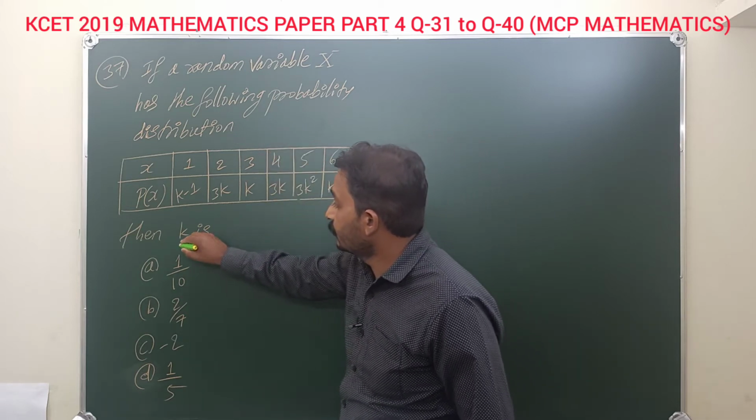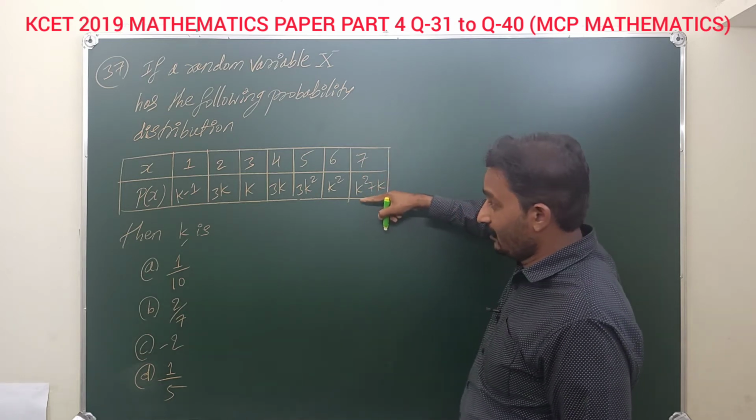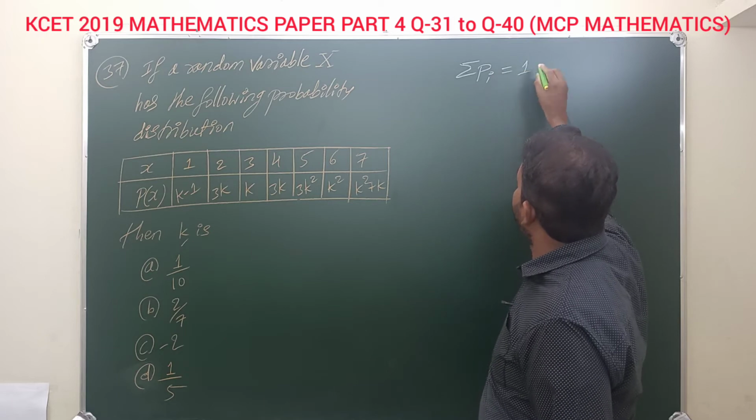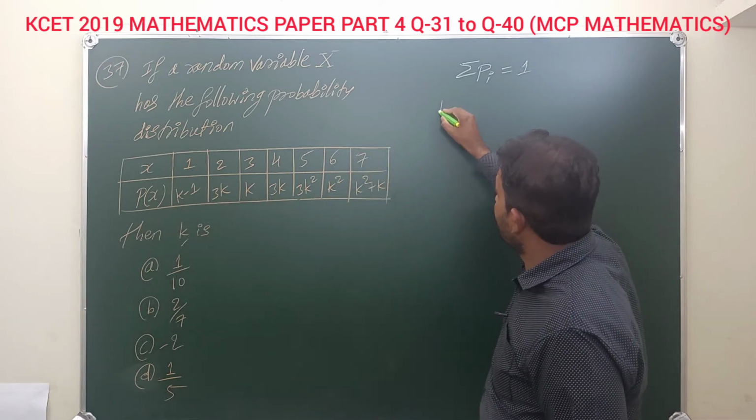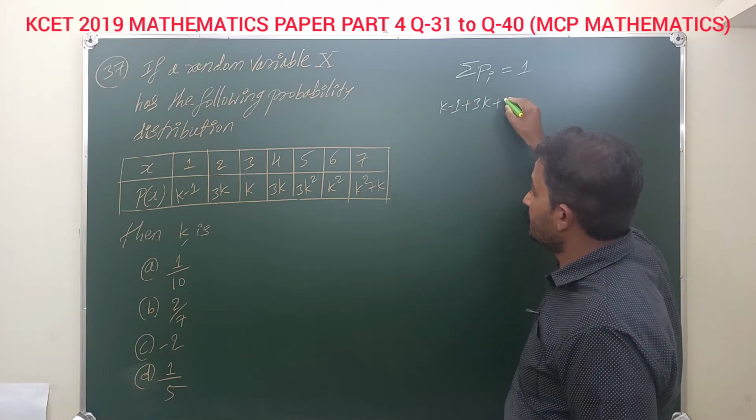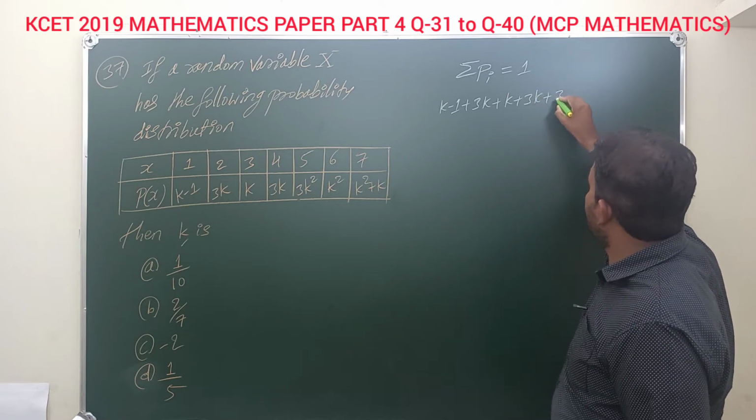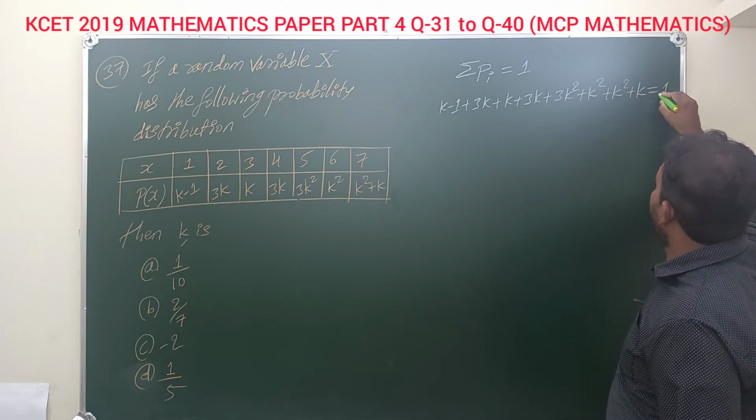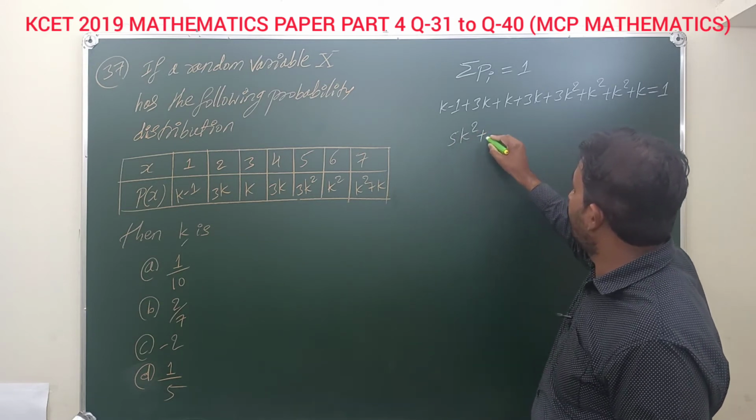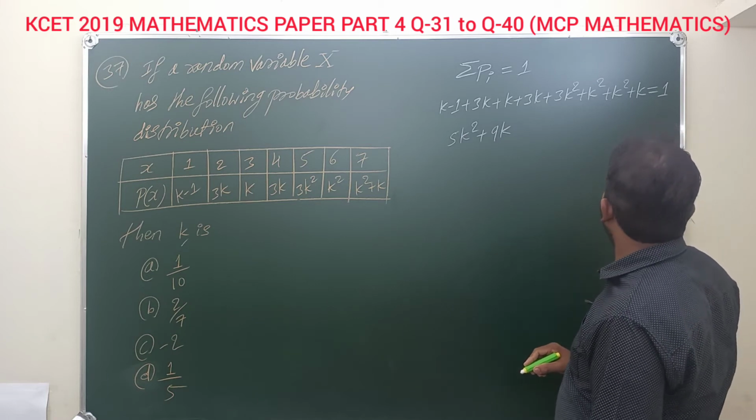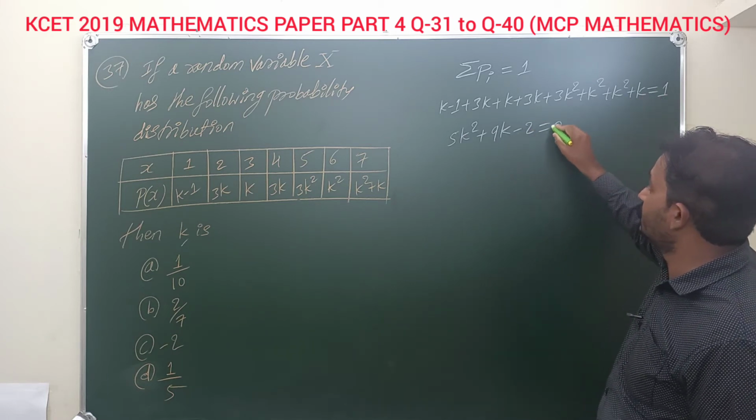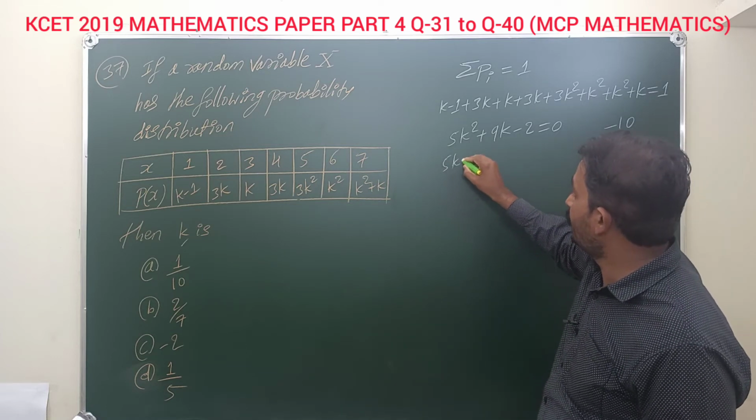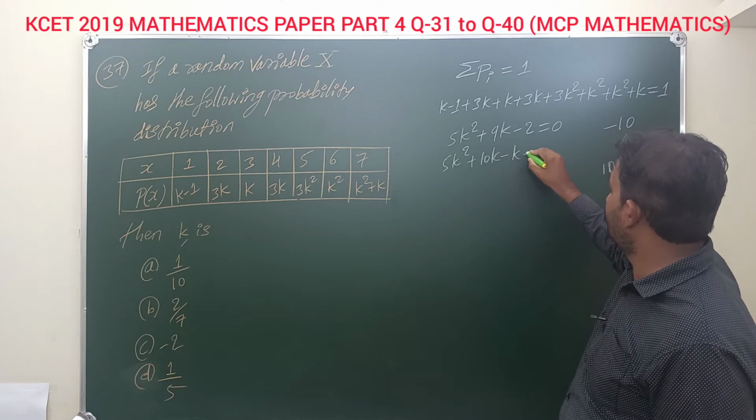In this case we have to find out the k value. Using the rule for the probability distribution of a random variable, the summation of all pi is equal to 1. Hence add all the terms: k minus 1 plus 3k plus k plus 3k plus 3k square plus k square plus k square plus k is equal to 1. In this case 5k squares are there and 9k's are there, and minus 1 minus 1 minus 2 is equal to 0. So 5k square plus 10k minus k minus 2 is equal to 0.